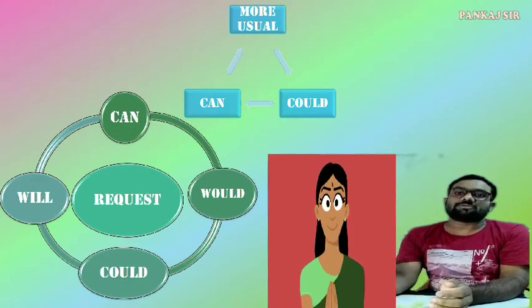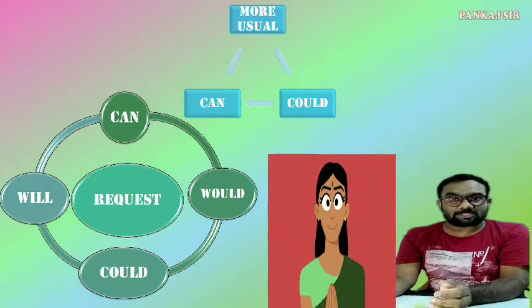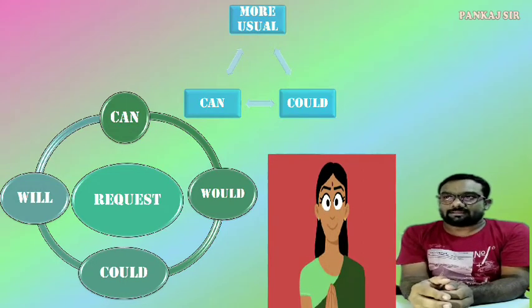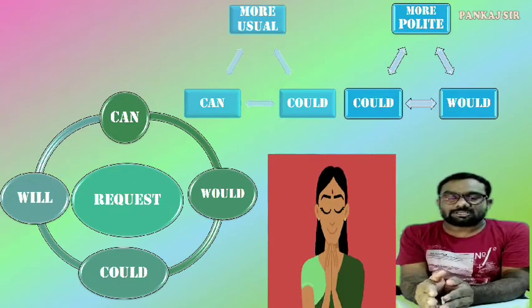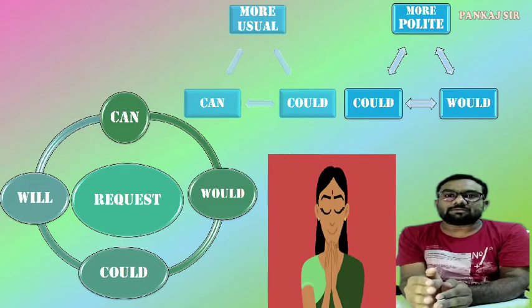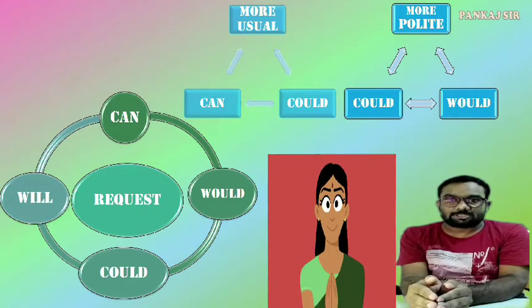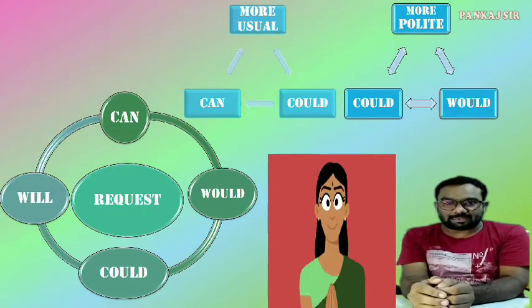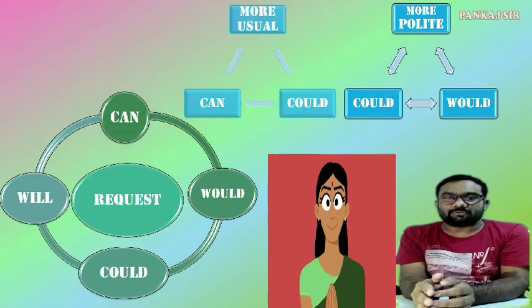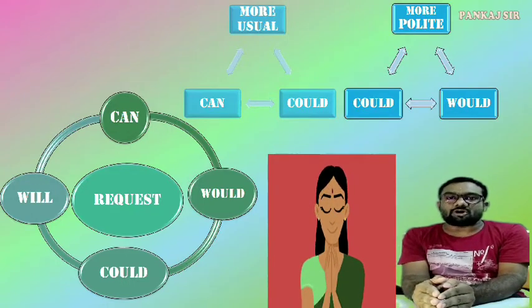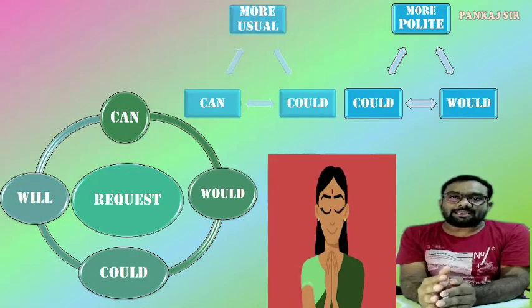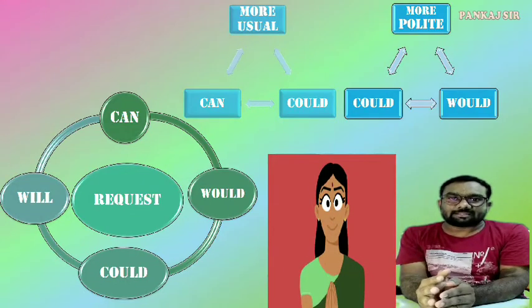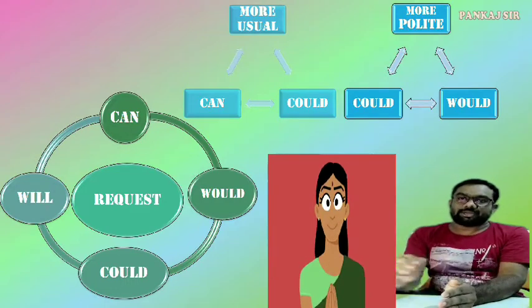But we use will and would as well, right? And more polite are the past forms, means would and could. So they are the polite ones. They are more accepted ones, right? So whenever we talk to someone and we want help, we want to make a request, we need to focus on these two. They are more polite: could, would. Can and will are less polite. They are very informal. Okay.